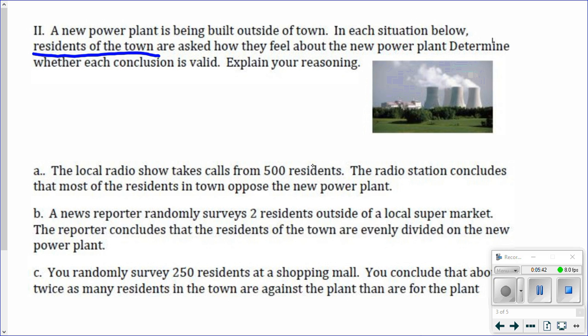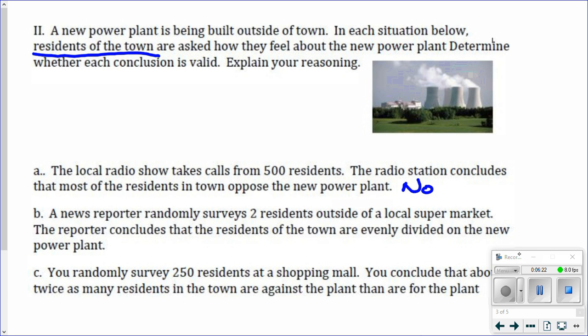So did every person, every resident of the town have an opportunity to participate in this local radio show? The answer is no, because not everybody listens to that station. I probably listen to radio stations that you don't listen to, and you listen to some that I don't listen to. So unless you played it on every radio station, there might still be people that don't listen to the radio at all, right? So you're excluding anybody that doesn't listen to the radio and doesn't listen to that particular radio station. So this is not a random sample. So it's not a valid conclusion.